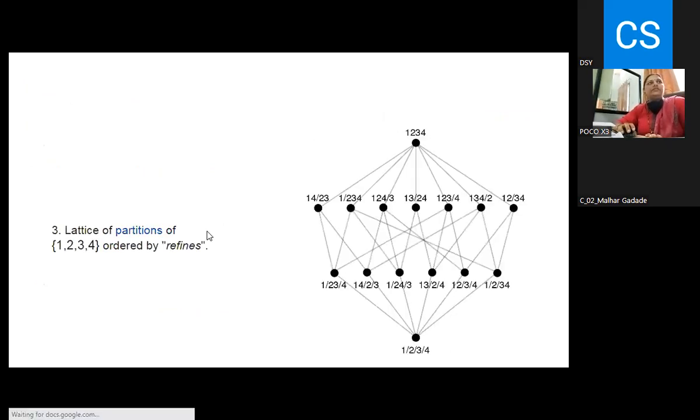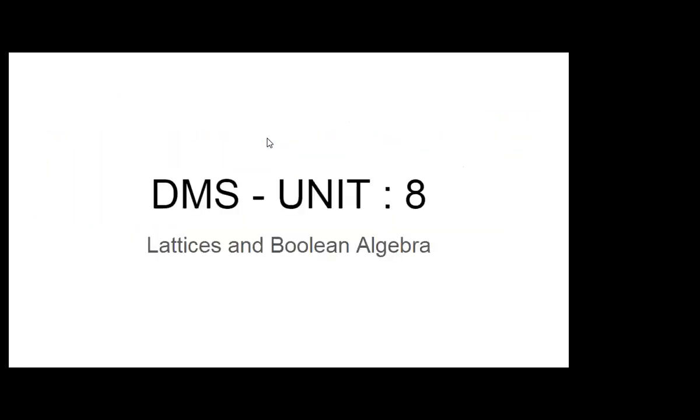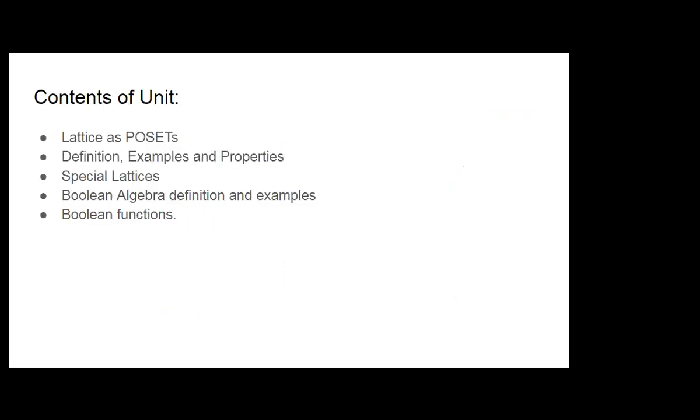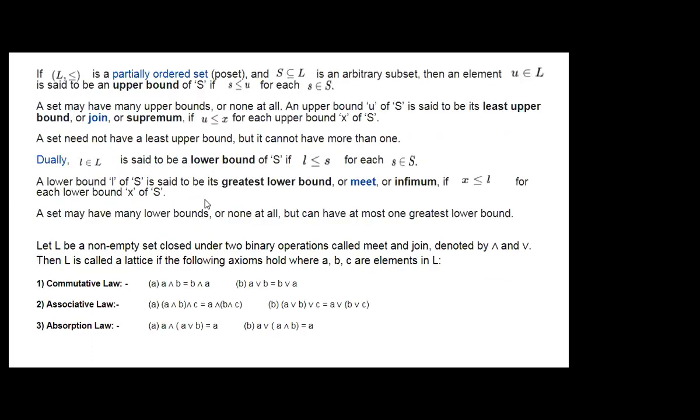The day before yesterday, we started with the 8th unit, lattices and Boolean algebra. In that, we saw lattices as posets, with definitions, examples, and properties. Today, we will see the special lattices and the concepts related to Boolean algebra. Here we have seen that a lattice is a partially ordered set.